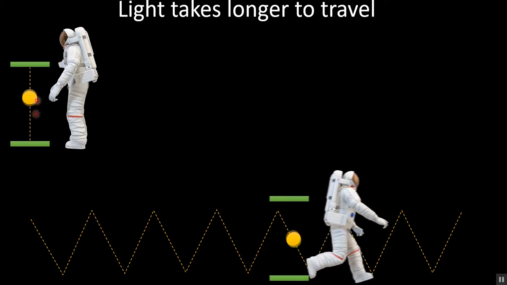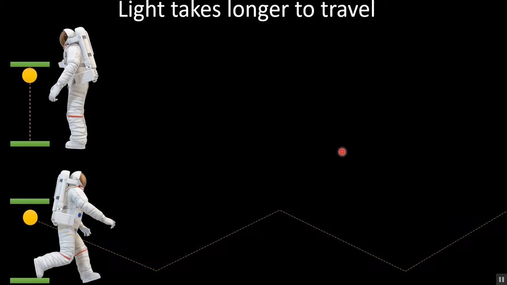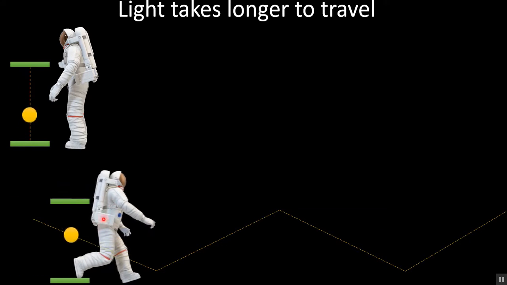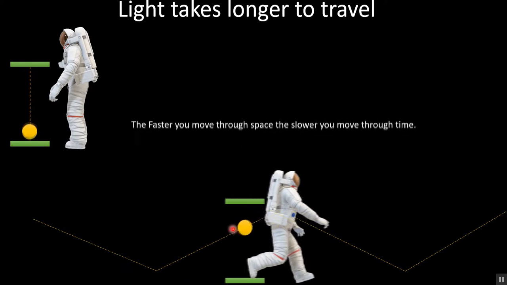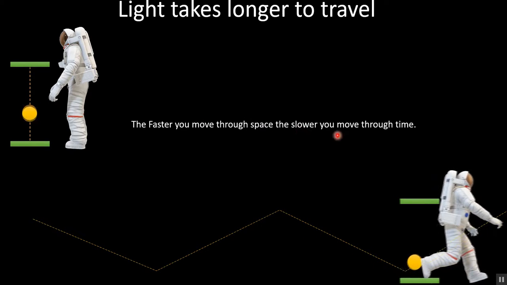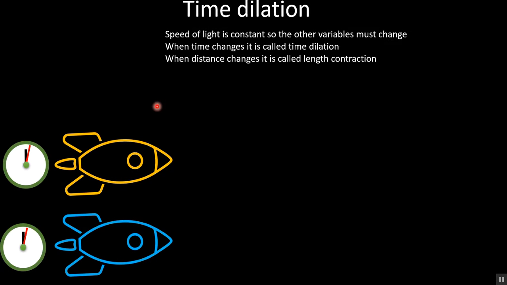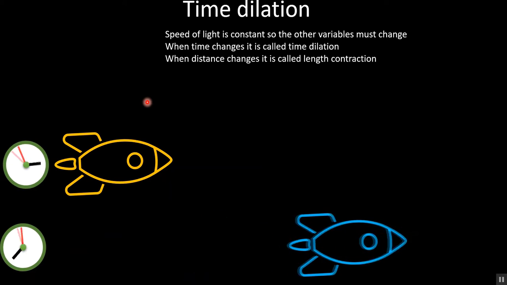So one astronaut at rest sees one speed, and another astronaut, time has slowed down. The faster he goes, the more this effect kicks in. So again, it is simply a light beam bouncing between two mirrors because he is going so fast, time has really slowed down. The faster you move through space, the slower you move through time. A last example again of time dilation, where we have two rockets. One stays back on Earth, one takes off to a far distant star. As you can now see, the clock on the blue spaceship will run slower.